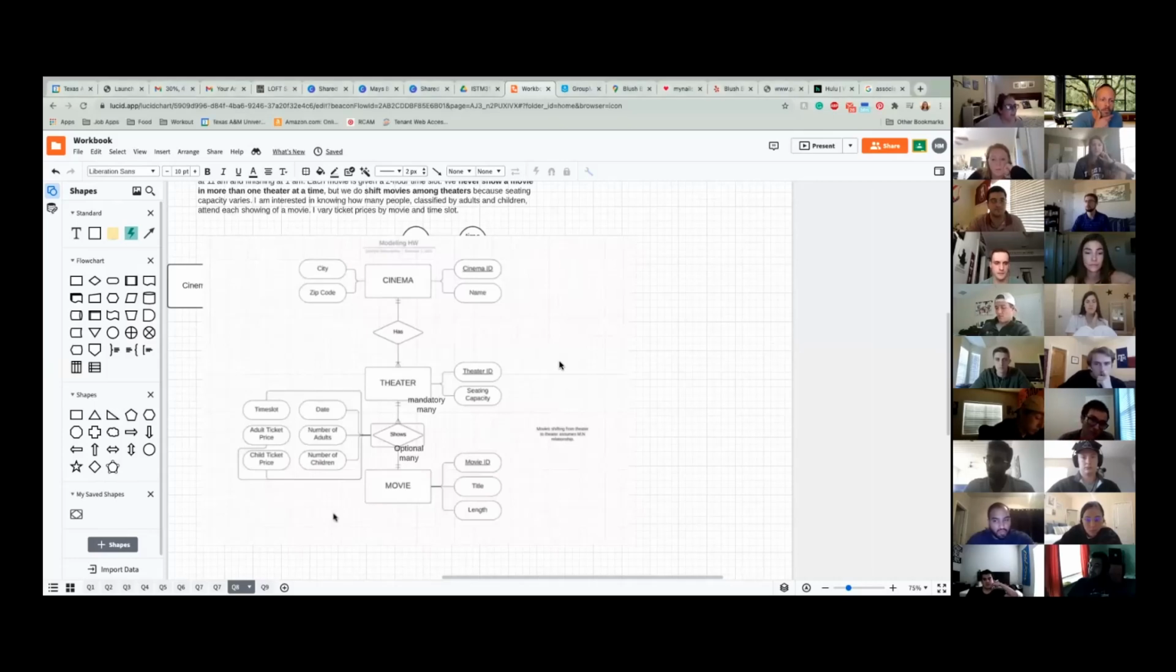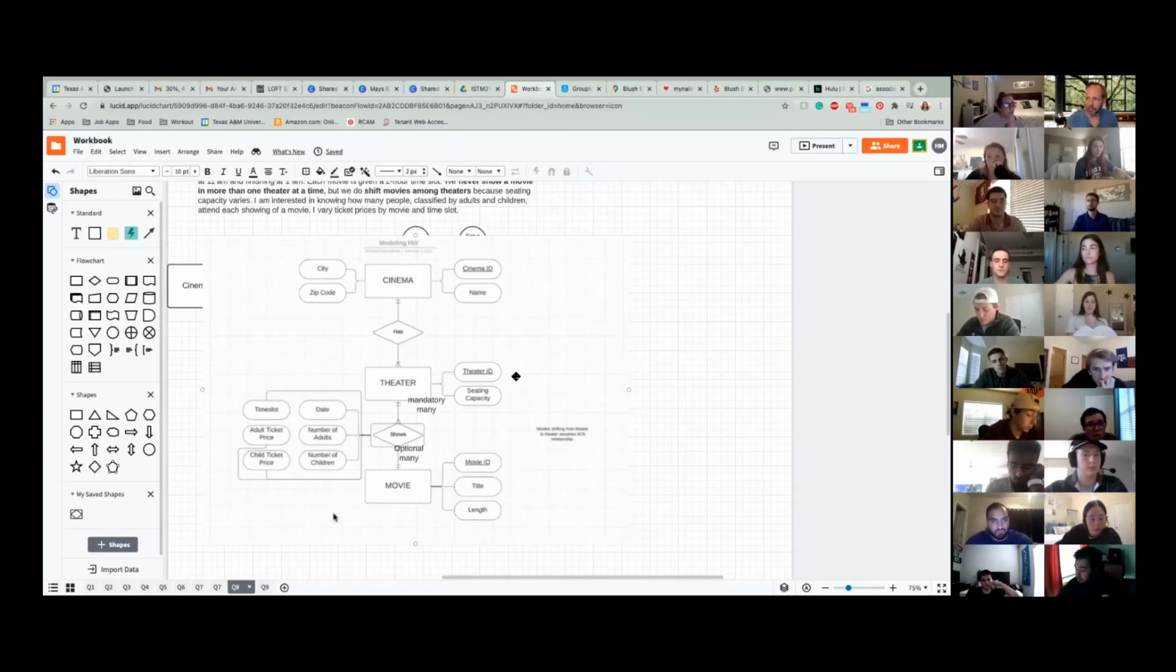Okay, I screenshot one of my other teammates because his looked a lot better than mine, but looked pretty similar. So we had the cinema as the top part, and then we had some things coming off of there that we broke down in terms of the cinema ID to identify that, the name, the city, and the zip code, because there were multiple of them. And so we said has, and then many theaters, and for each, there are multiple theaters, but in one cinema, so that was that relationship. And then for the theater, we had a theater ID and then the seating capacity.